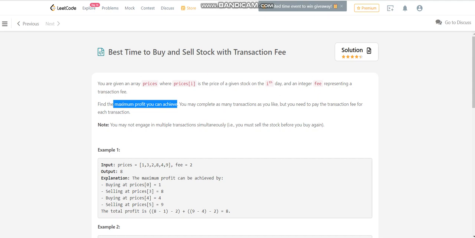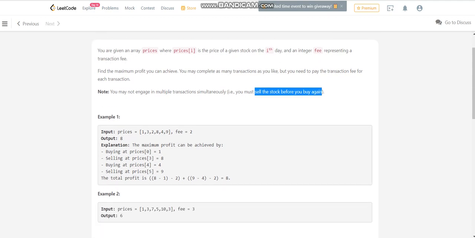So we can have as many transactions as we want. Like we can buy on this particular day and sell it on this particular day, and things like that. But we must always take care that before selling any stock, we need to buy it first. So that is one thing which we always have to consider. So let us check this particular test case.